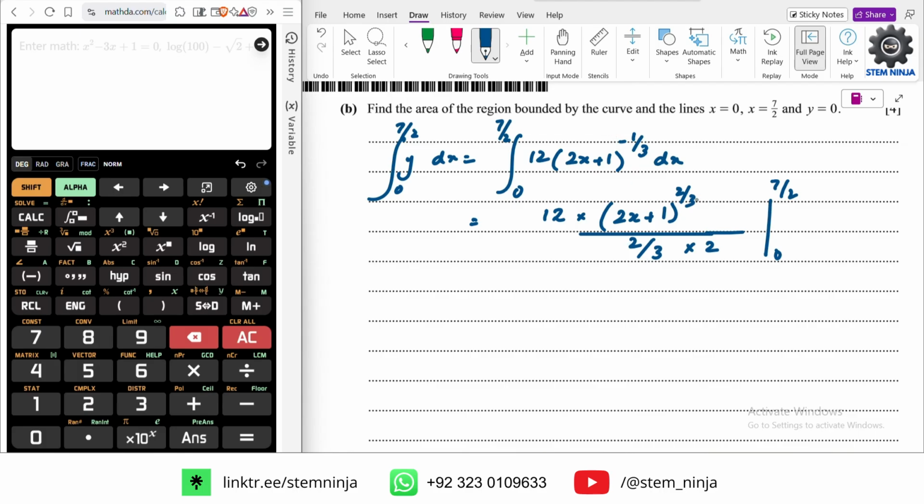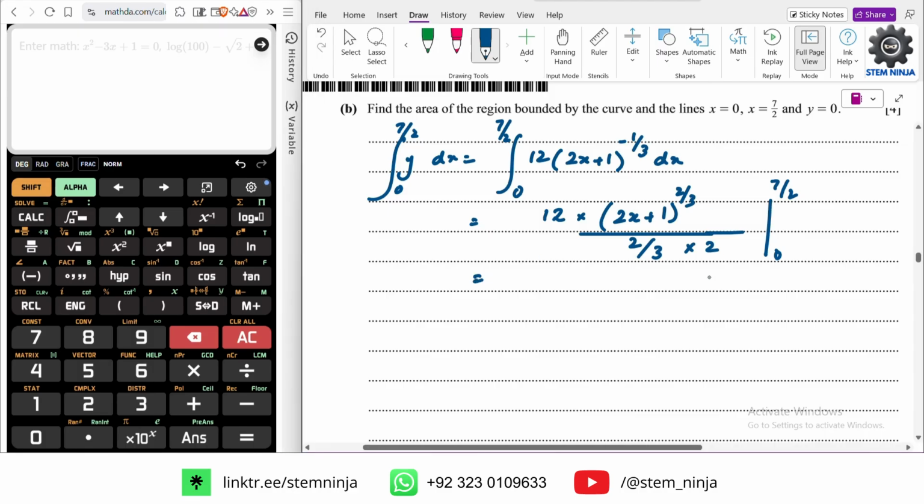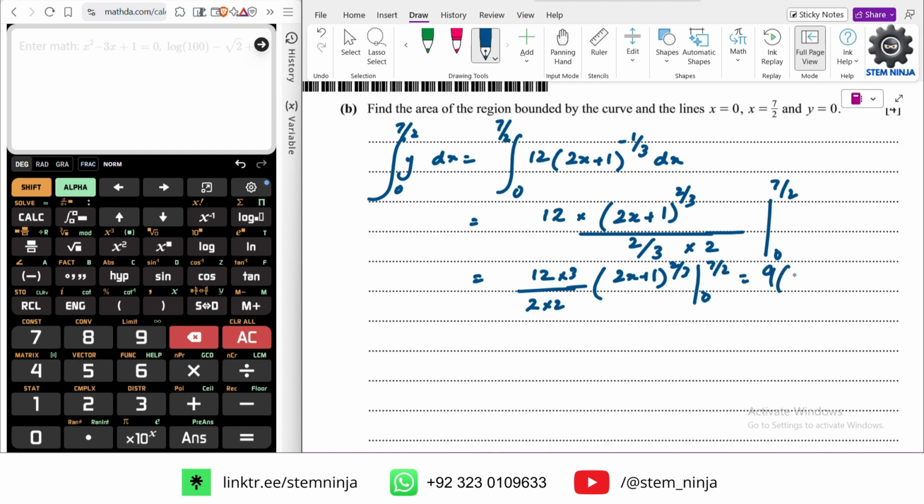The 2 over 3 goes to the numerator as 3 over 2. Right, okay. 12 divided by 4 is 3, 3 times 3 is 9. So basically what we have is 9 (2x plus 1) to the power 2 over 3, from 0 to 7 over 2. Now we need to evaluate the integral itself.